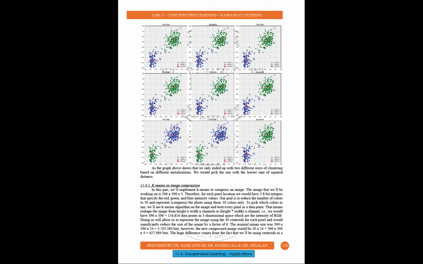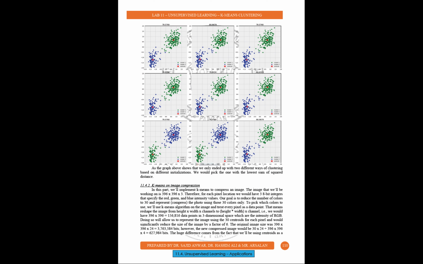Okay, as the graph above shows, we only ended up with 2 different ways of clustering based on different initializations. We would pick the one with the lowest sum of squared distances. And now we move on to the second problem, which is k-means for image compression. In this part, we will implement k-means to compress an image.